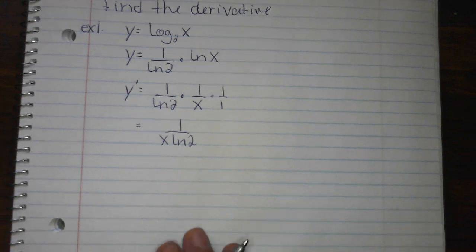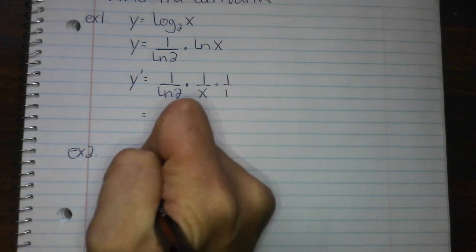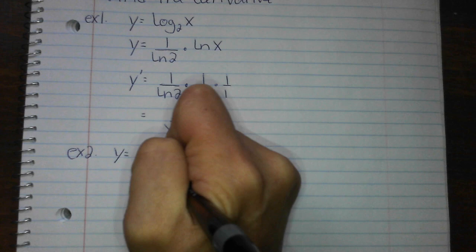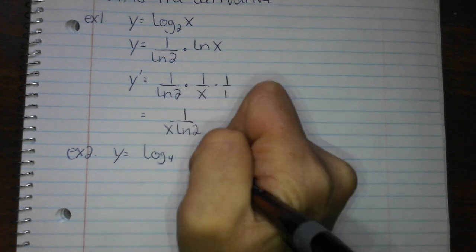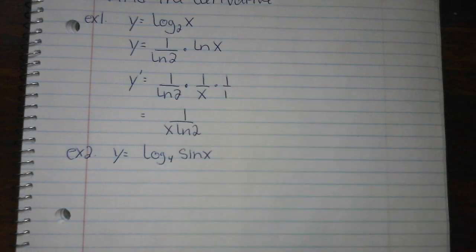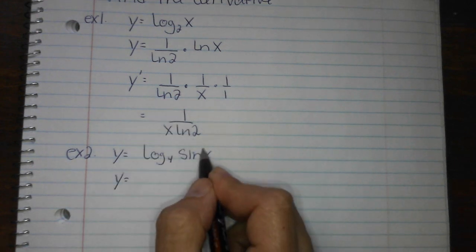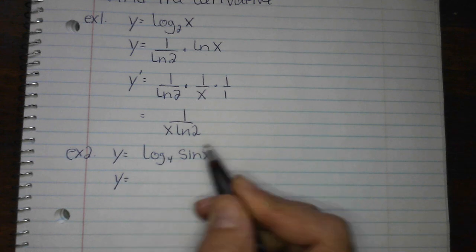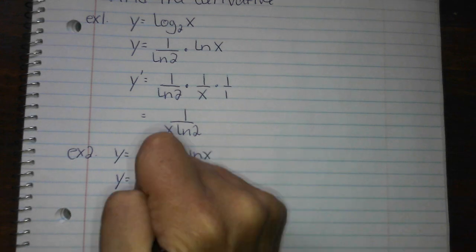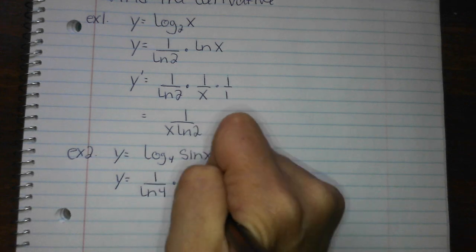Another one. Y equals log base 4 of sine x. So again, you have to rewrite it into natural logs. So it would be natural log of sine x divided by natural log of 4. Again, pull it out in front, 1 over natural log of 4, multiplied by the natural log of sine x.